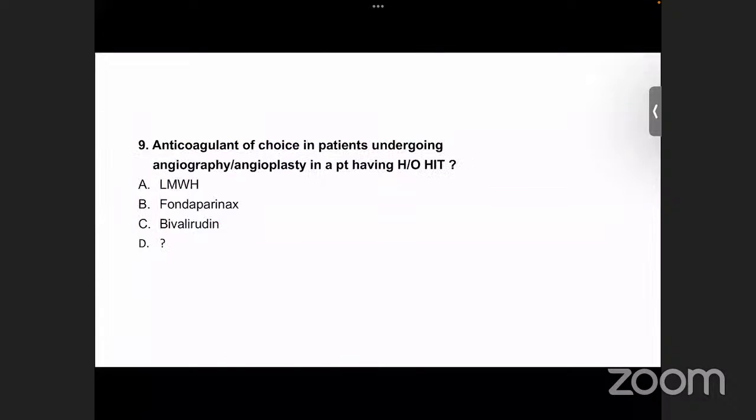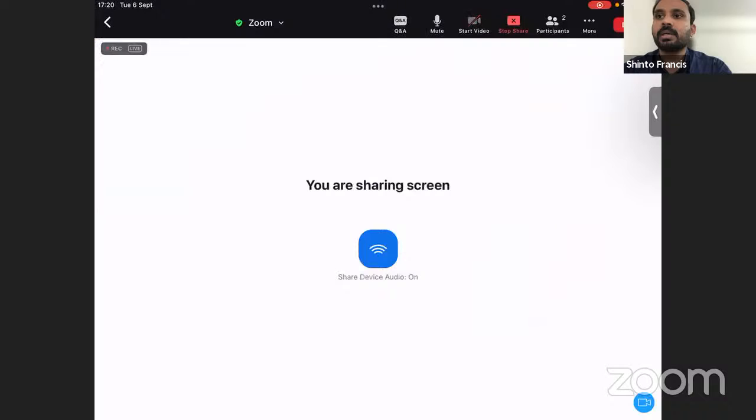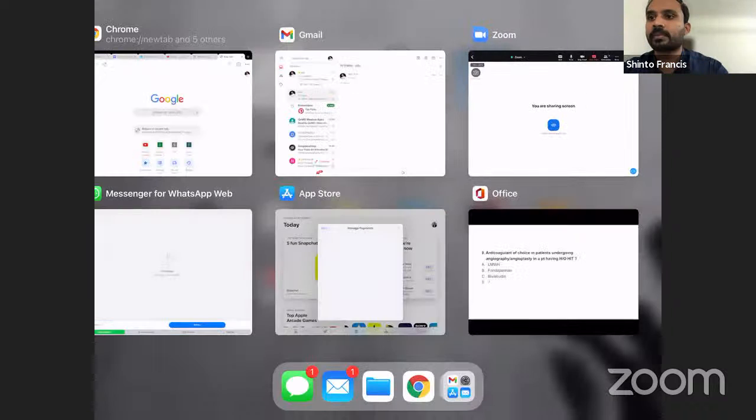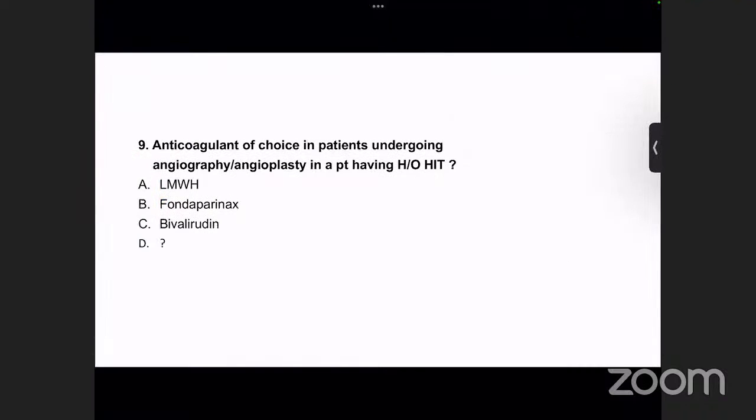So next up is anticoagulation. Anticoagulation again. I think there is some serious issue with the video. Okay. So: anticoagulation of choice in patients undergoing angiography or angioplasty with a history of heparin-induced thrombocytopenia.